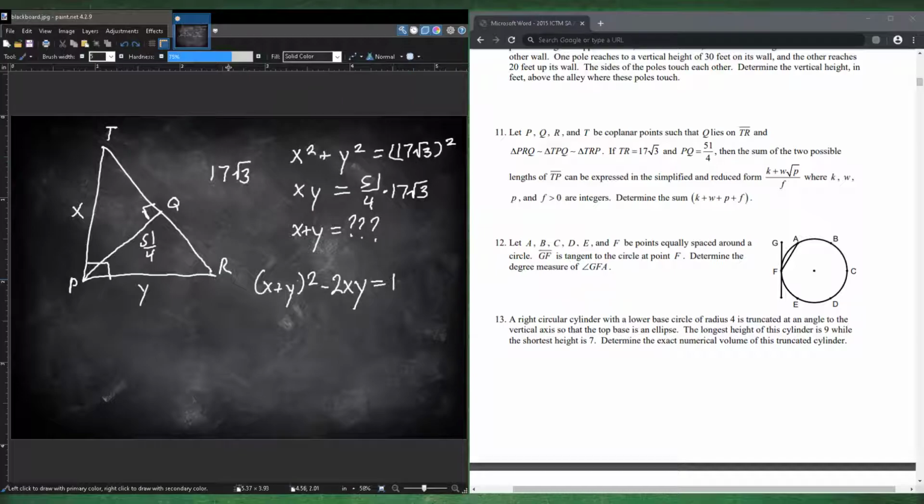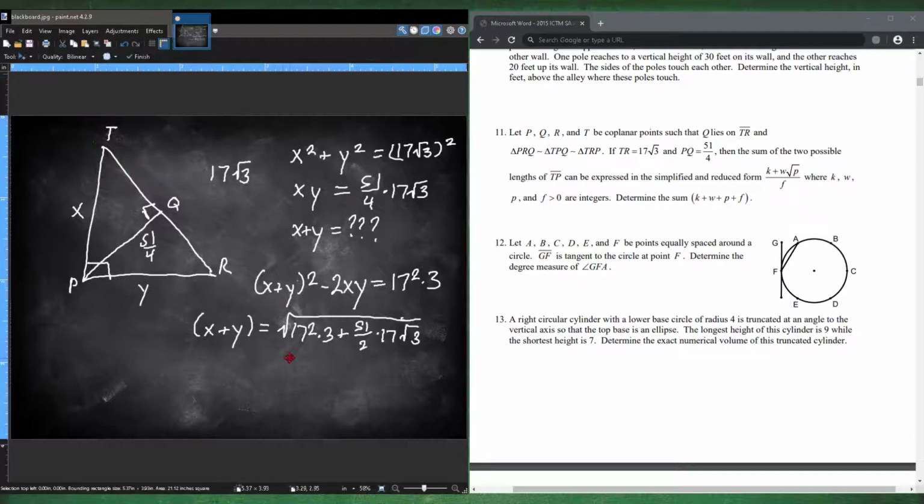So 17 squared times the square root of 3 squared is just 3. So that gives us that x plus y is equal to the square root of 17 squared times 3, and then move the 2xy to the other side and then take the square root, right? So plus 2 times x times y, we already got it right here, which is 51 over 4 times 17 squared 3. So I'm just going to cancel out the 2's, so the 4 turns to a 2 times 17 squared 3. And that gets our x and y.